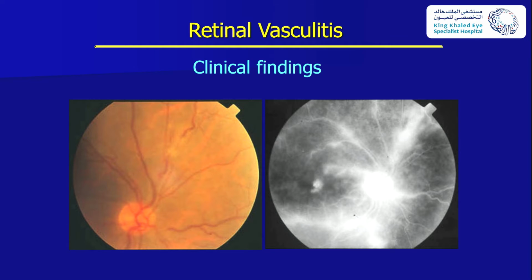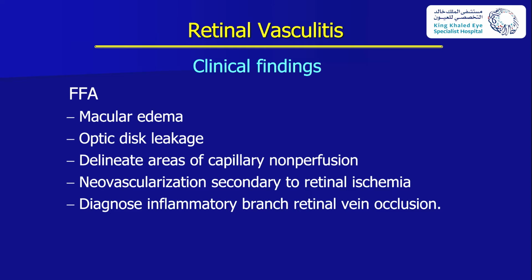This is an example. This patient had vasculitis, as you can see here, with vascular sheathing that was due to tuberculosis. And on fluorescein angiography, you can see diffuse leakage. Fluorescein is useful for macular edema, optic disc leakage, to support the diagnosis of inflammation of the optic nerve. And it is most useful to tell us if the vasculitis is occlusive or not occlusive, to delineate areas of capillary non-perfusion, which is important for the management.